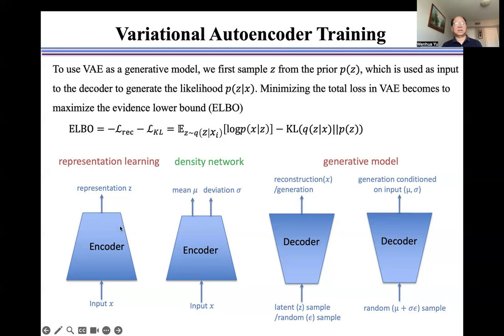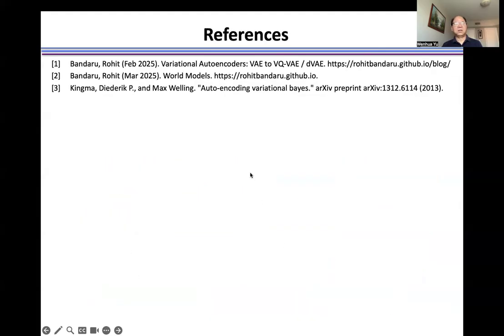Here are shown several cases of the encoder and the decoder in the variational autoencoders. For more details, please check these references.